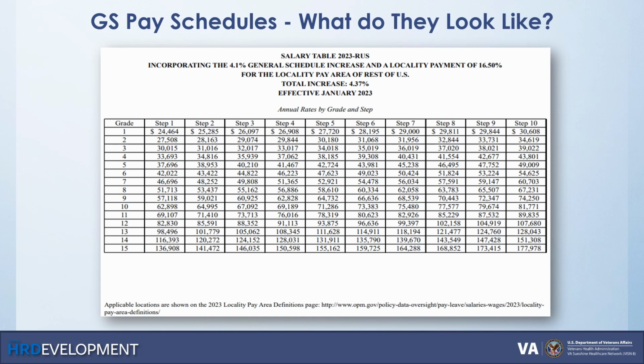A reminder that the GS pay system goes from grade 1 through 15 and from step 1 through step 10. The waiting periods are: from step 1 through step 4, a 1 year waiting period; from step 4 to 7, a 2 year waiting period; and from step 7 through 10, a 3 year waiting period.